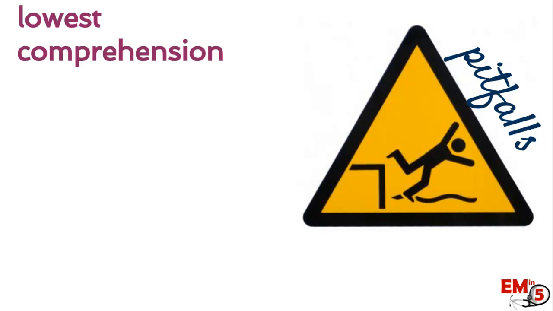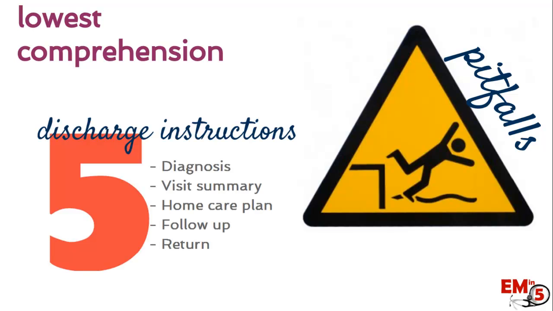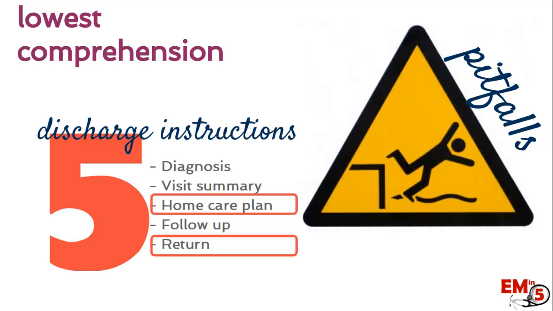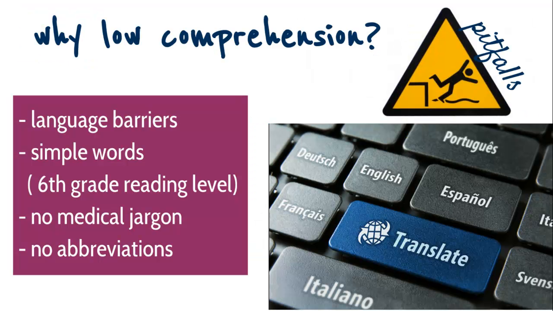So one of the biggest pitfalls to our discharge instructions is comprehension. We can give the instructions, but if our patients are not understanding them, that's just as bad. So of the 5 categories, the home care plan and return for instructions are what confuse our patients the most. So why do they have low comprehension?